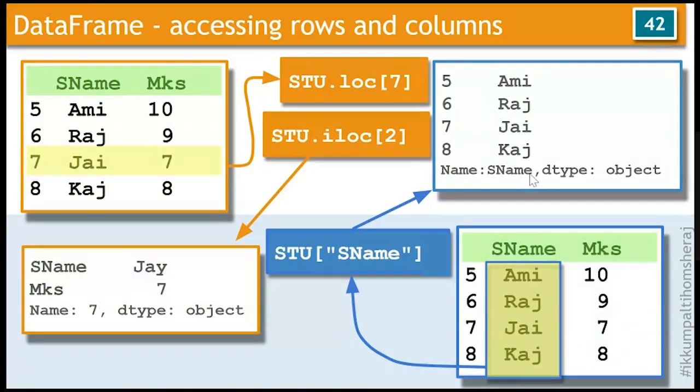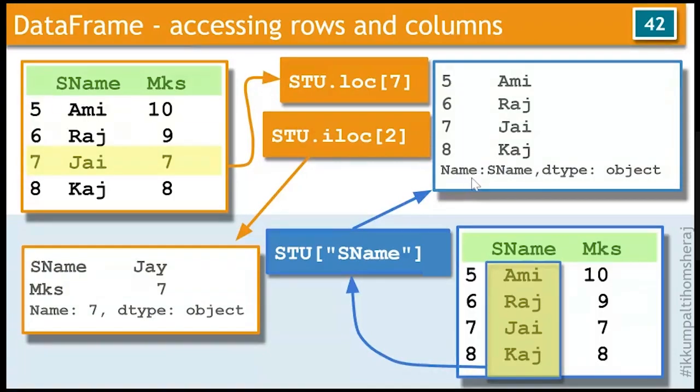Index values will always come irrespective of whether you are displaying MKS or sname. If you write MKS in place of this, the values will be 5, 6, 7, 8, 10, 9, 7, 8. In this case, we are saying sname. So it is just going to pull the indexes along with the column which is asked for, right? And at the bottom, you will see what got displayed.